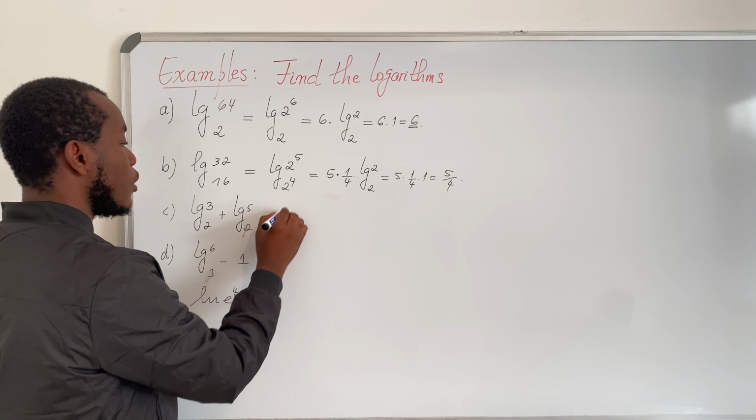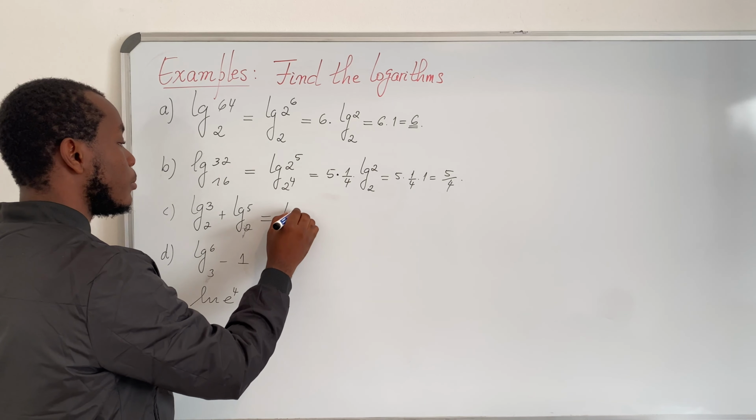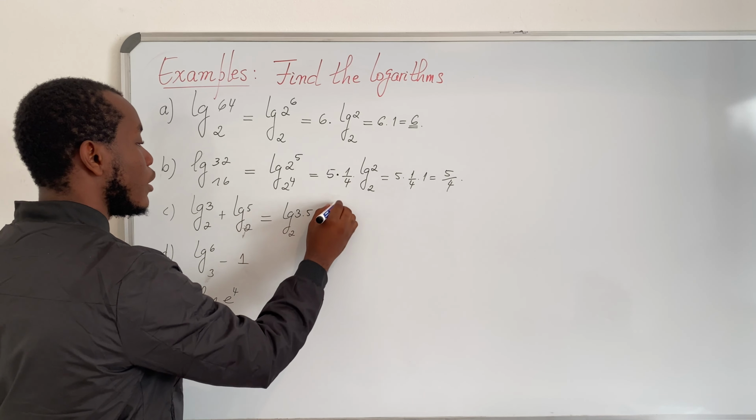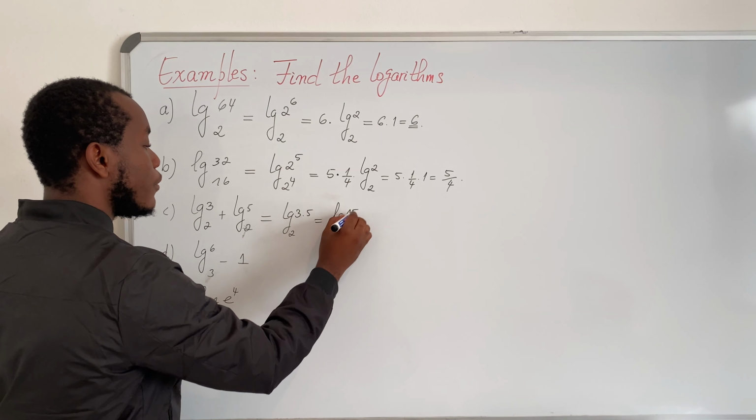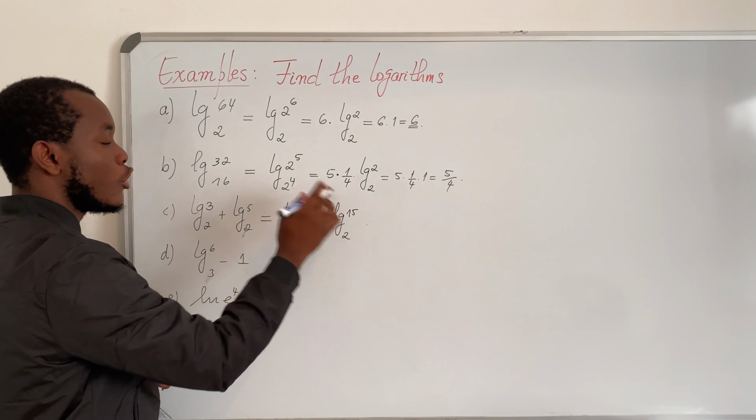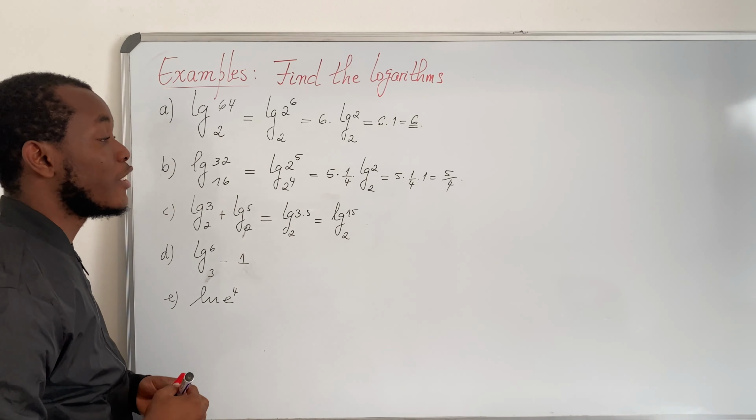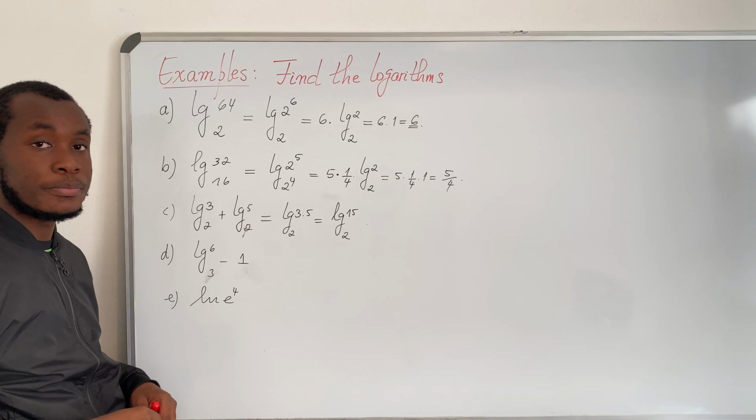And here we have the same base, different argument, and they are adding up. The rule says we keep the base and we multiply the arguments. So the answer will be log of 15 to the base 2. You stop there. Why? Because you can't write 15 into the base 2.